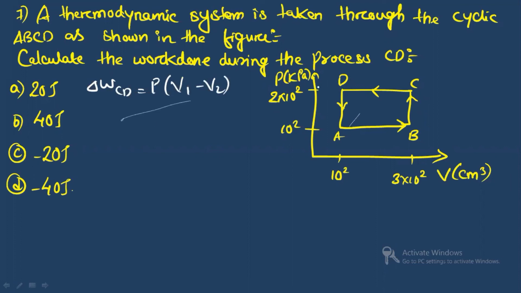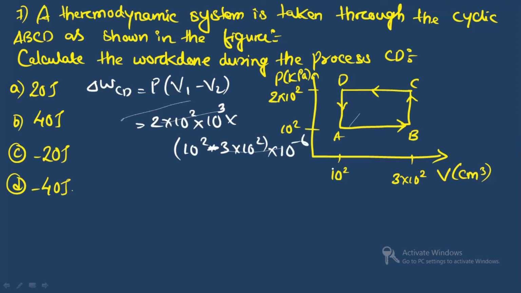Now you see the value of P at this position is 2 into 10 to the power 2. So it is kilopascal, so I'm multiplying by 10 to the power 3 just to make the unit joule. And V1 will be how much? This point is V1, 10 square. This is V2, 3 into 10 to the power 2. So 10 square minus 3 into 10 to the power 2. Here it is centimeter, so you have to convert it into meter. So 10 to the power minus 6 it will be, because it will be 10 to the power 2 whole cube.